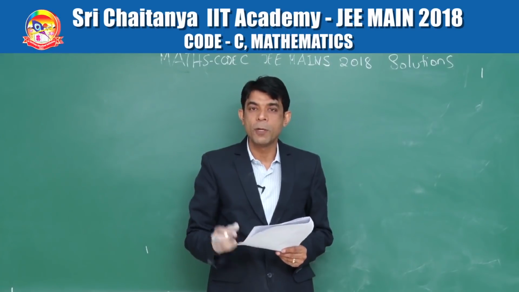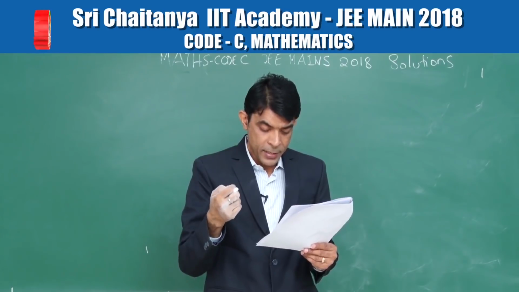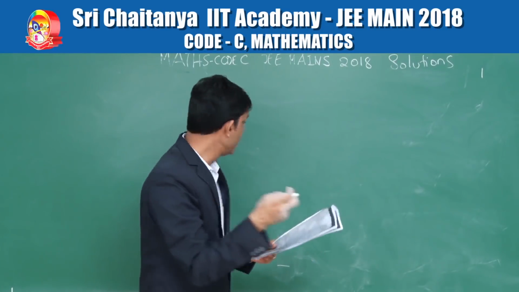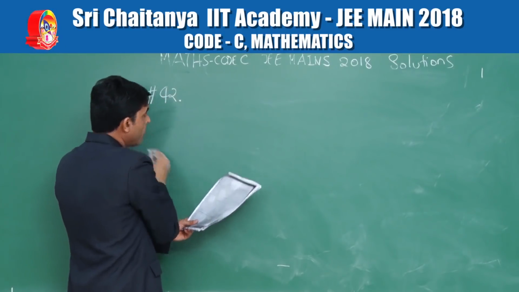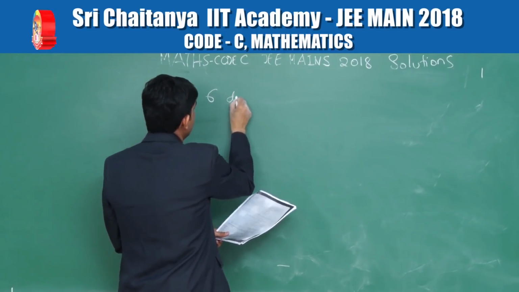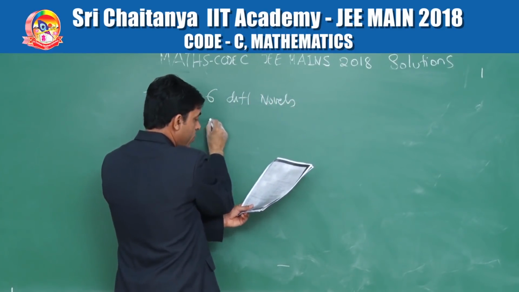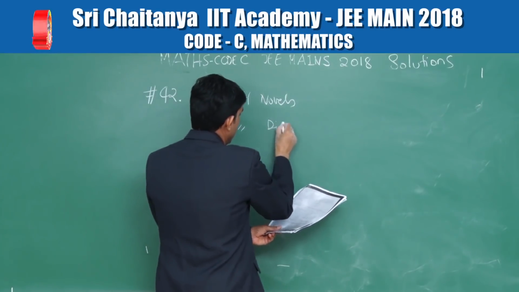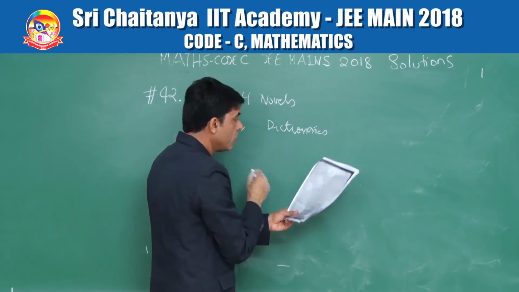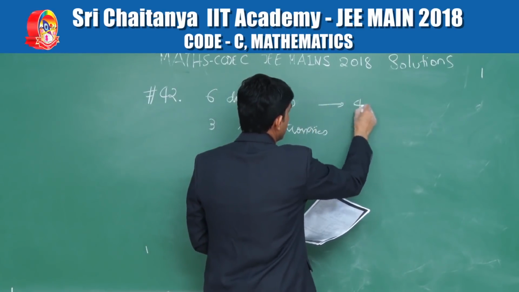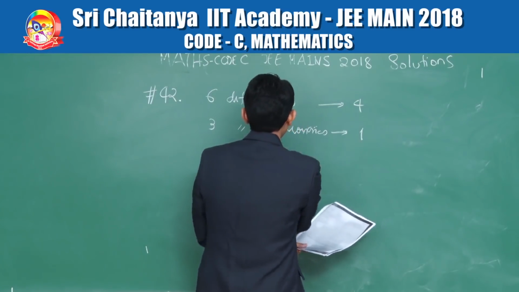Now let's go over to number 42. It's a question about a counting problem. It's pretty simple, should not be difficult. So let's do number 42. You have got 6 different novels, and you have got 3 different dictionaries. You are supposed to choose 4 out of 6, and you are supposed to choose 1 out of 3.